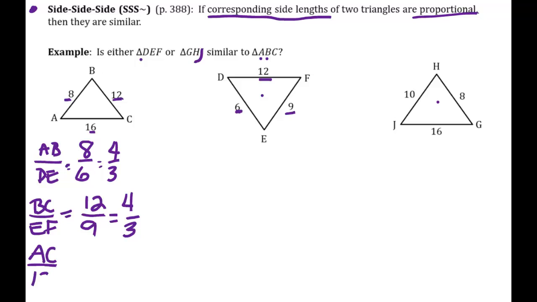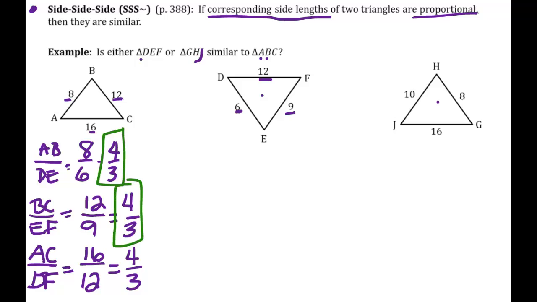So DF. AC is 16, and DF is 12, and divide both of these by 4, and I get 4/3. So, since ABC and DEF have the same ratio, these are similar. So let's write a similarity statement for that.